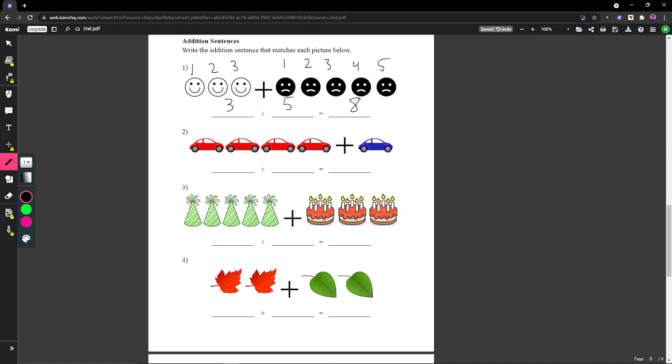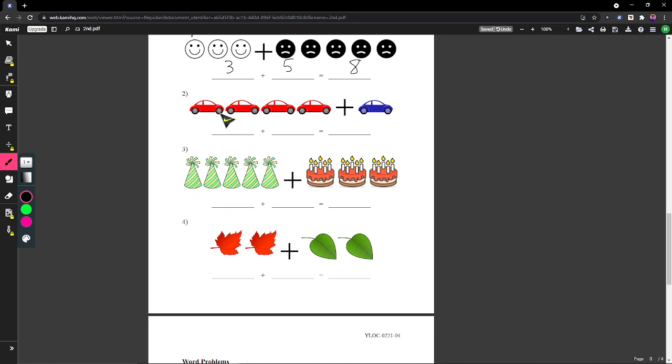Let's do another one. Number 2. We have 1, 2, 3, 4 red cars. And we have 1 blue car. Now, you would have 4 over here because there are 4 red cars. And for the blue car, you would have a value of 1, which would go into the sentence over here. Now 4 plus 1, if you do that on your hands, that's obviously 5.